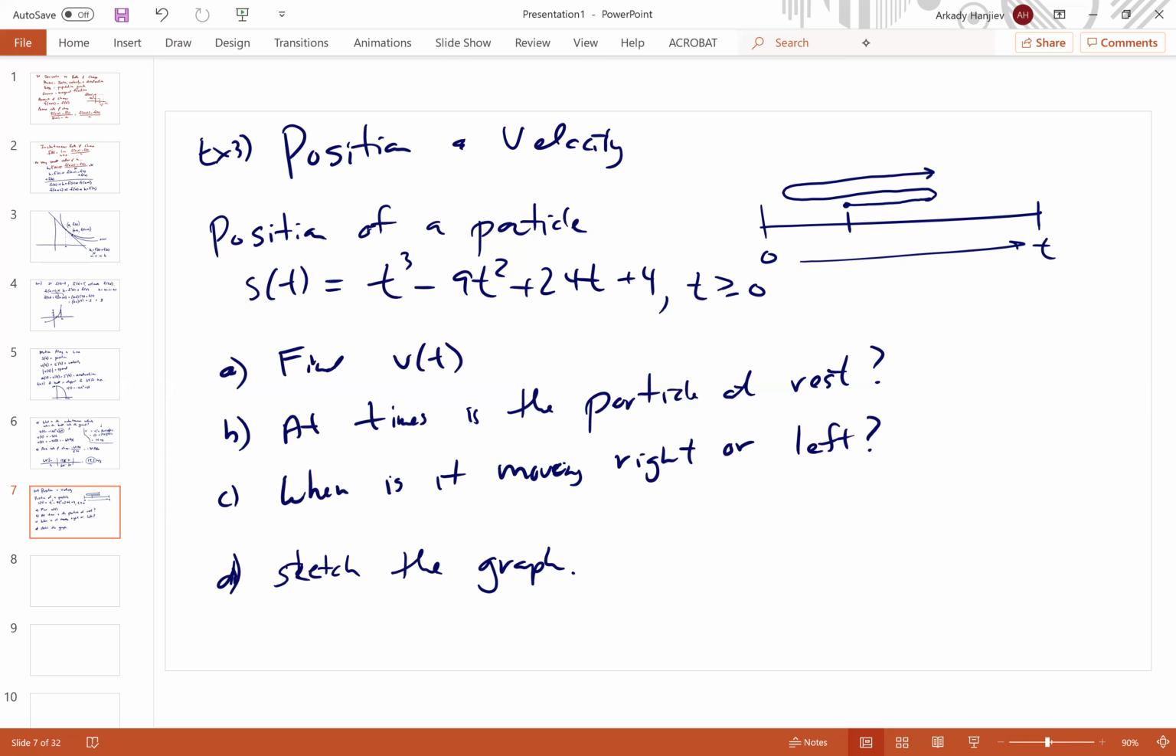All right, so first one, all yours for the first one. I think you guys can do that here. Can you find me the velocity function? And A and B are very closely related right there, because once you know the velocity function, you're trying to figure out when this guy is at rest, which means velocity is going to be equal to 0, or the times where the velocity is equal to 0.